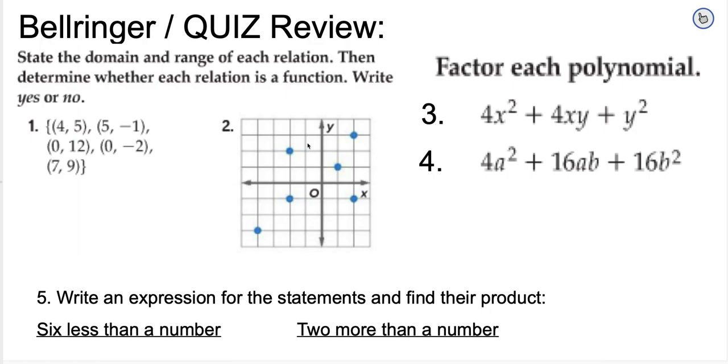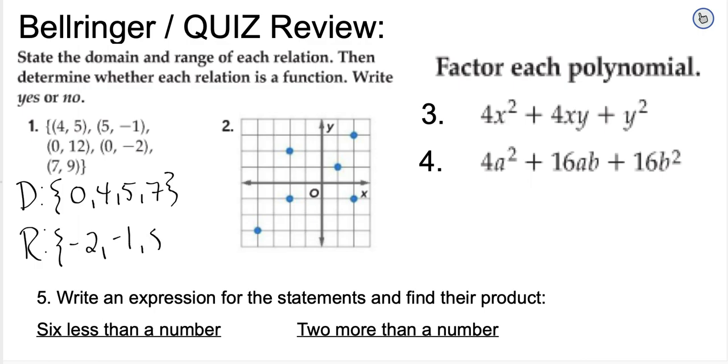Okay? So number 1 and number 2, those are two separate questions. It says state the domain and range of each relation, then determine whether each relation is a function. Write yes or no. So remember, domain, we write D for domain, and we're going to put it in brackets. That's set notation. R for range, same thing, we're going to put that in brackets. Domain is the set of all x values. So 0, 4, 5, 7. And then range is the set of all y values. So -2, -1, 5, 9, and 12.